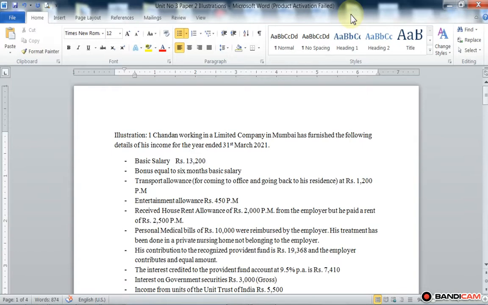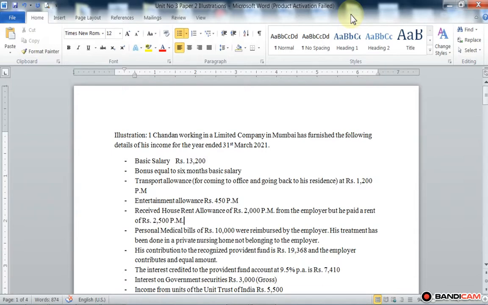In today's lecture we will solve a first illustration on computation of total taxable income of an individual. The illustration is displayed on your screen. The first rule to compute taxable income is to read the illustration carefully, then bifurcate the incomes earned from the respective heads. So first of all we read the illustration.